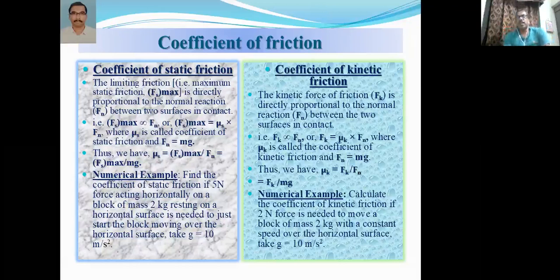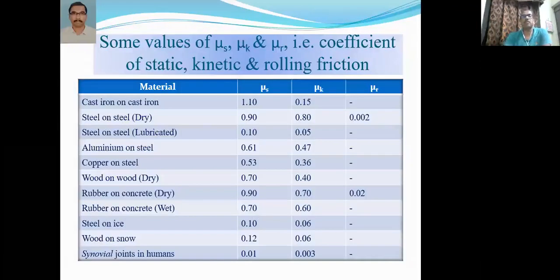Take also a numerical example. Calculate the coefficient of kinetic friction if 2 Newton force is needed to move a block of mass 2 kg with a constant speed over the horizontal surface. Here the block is moving, so you will get the coefficient of kinetic friction. Here also you can take g equal to 10 meter per second square.